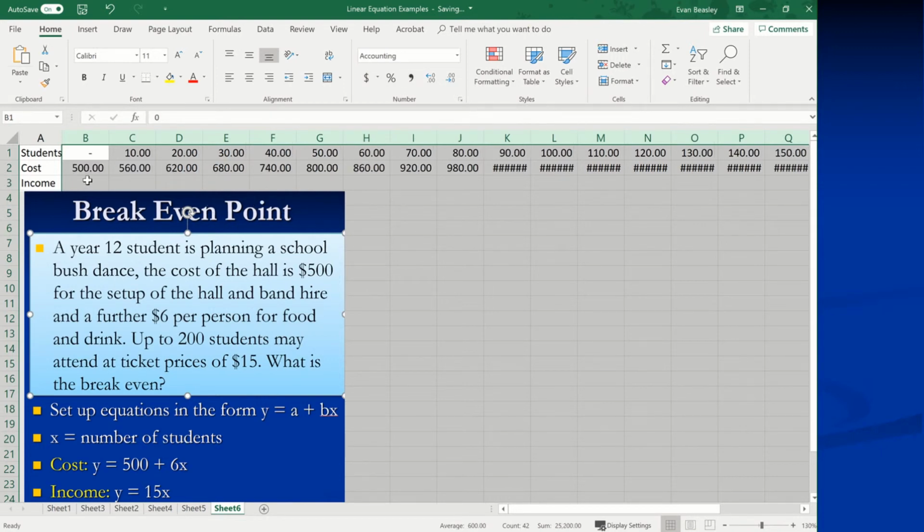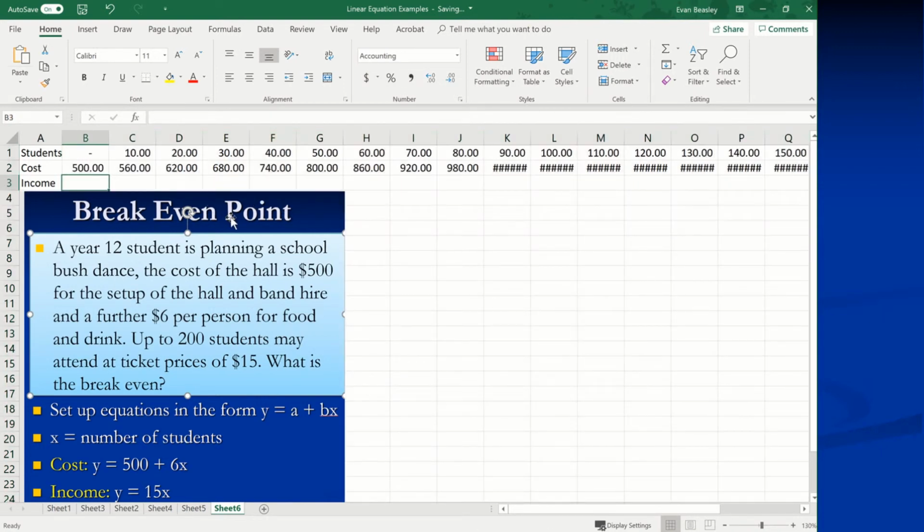And now let's have a look at our income. Our income was $15 per student. So I'm just going to go equals 15 multiplied by, where's my multiplier? There it is, times that number of students. And no income coming in for 0 students. Have a look there, I wonder if I can change that. Not easily, not unless I go to general number up there. Okay, and let's continue now.